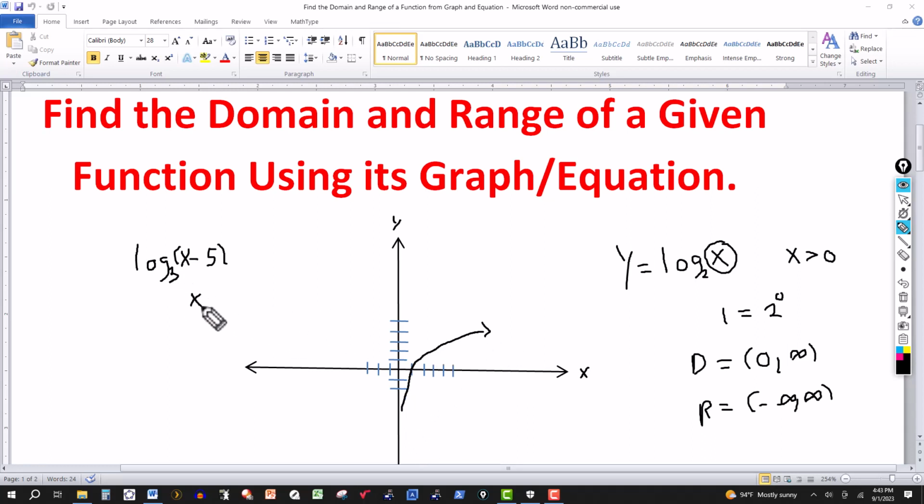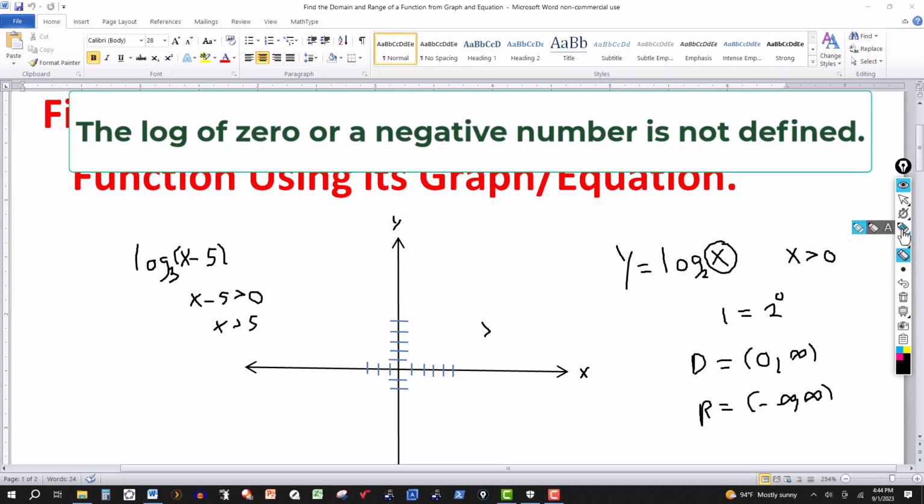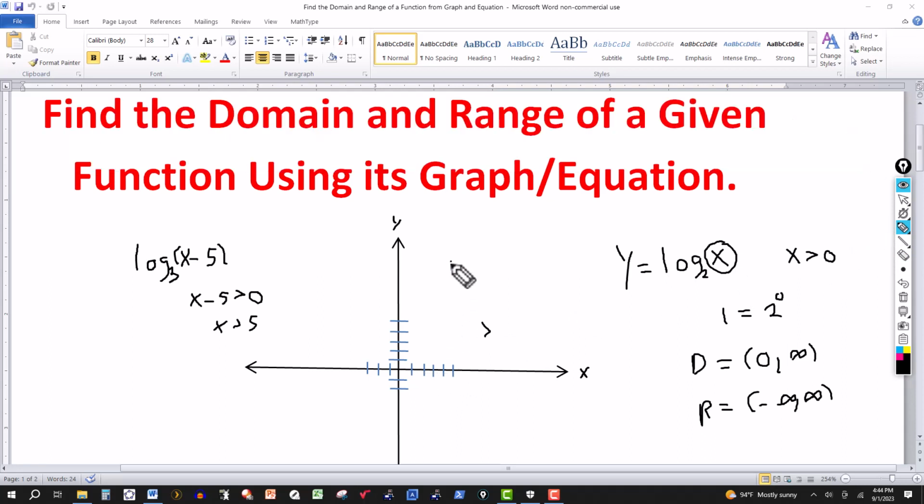But you have to remember that you can't take the log of a negative, so this x minus 5 here has to represent a positive number. That means x has to be greater than 5, because if x is, say, 3, that's a negative 2, which is undefined. So in this case, the graph will look pretty much the same, except it's going to stay to the right of 5. So go 1, 2, 3, 4, 5, and everything is shifted to the right.